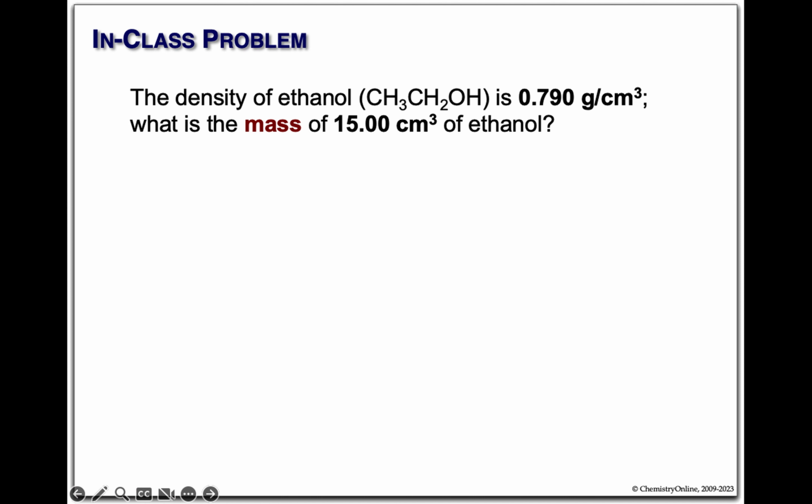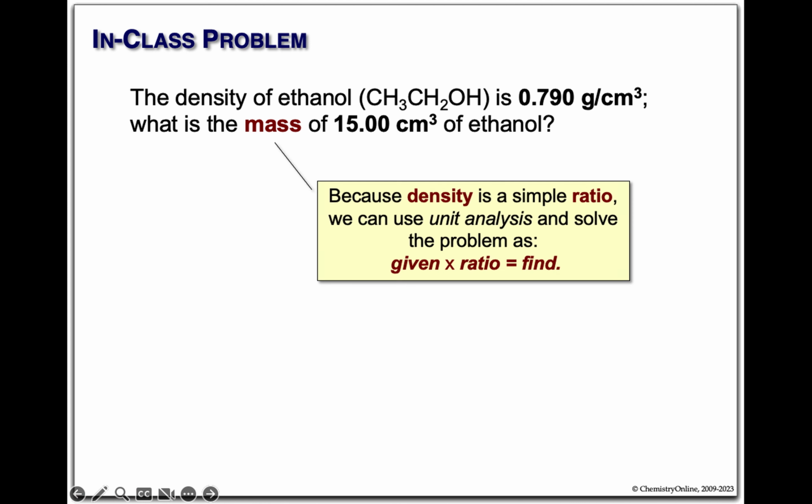Ethanol, organic alcohol. Density is 0.79. What's the mass of 15 cubic centimeters? So, density is a simple ratio, isn't it? It's mass divided by volume. That's a ratio. I want to solve this using given, ratio, and find.